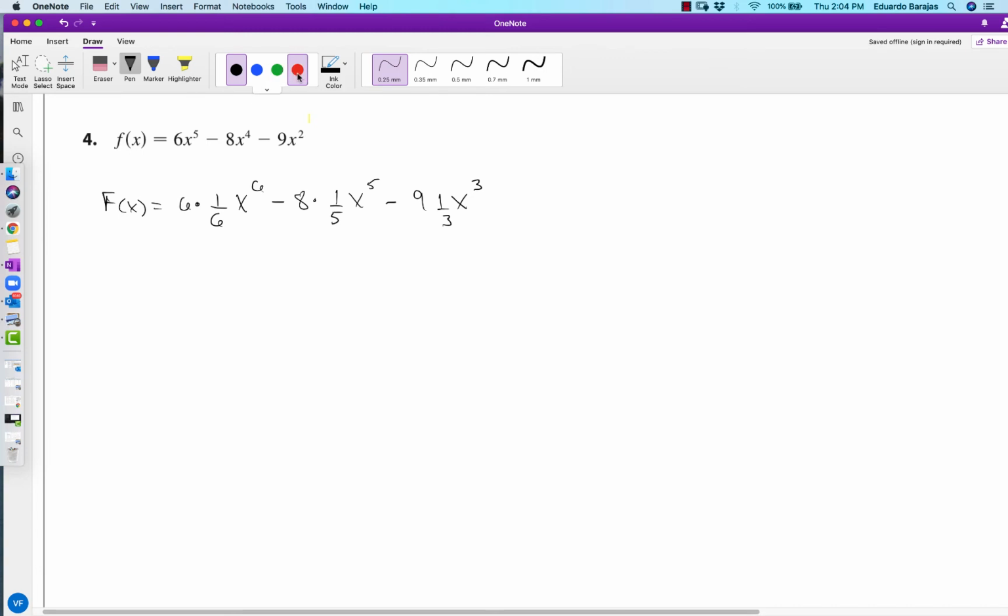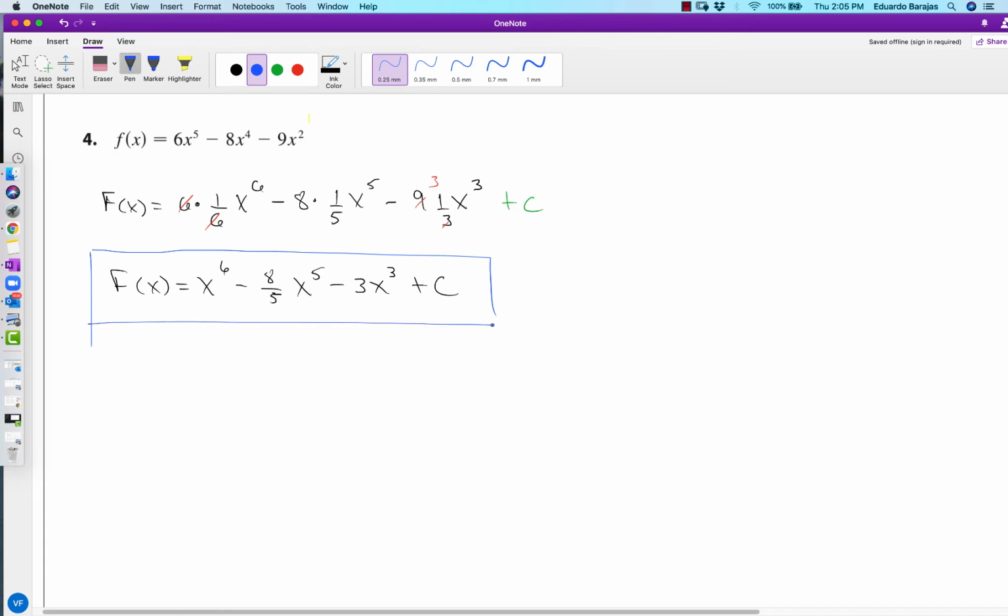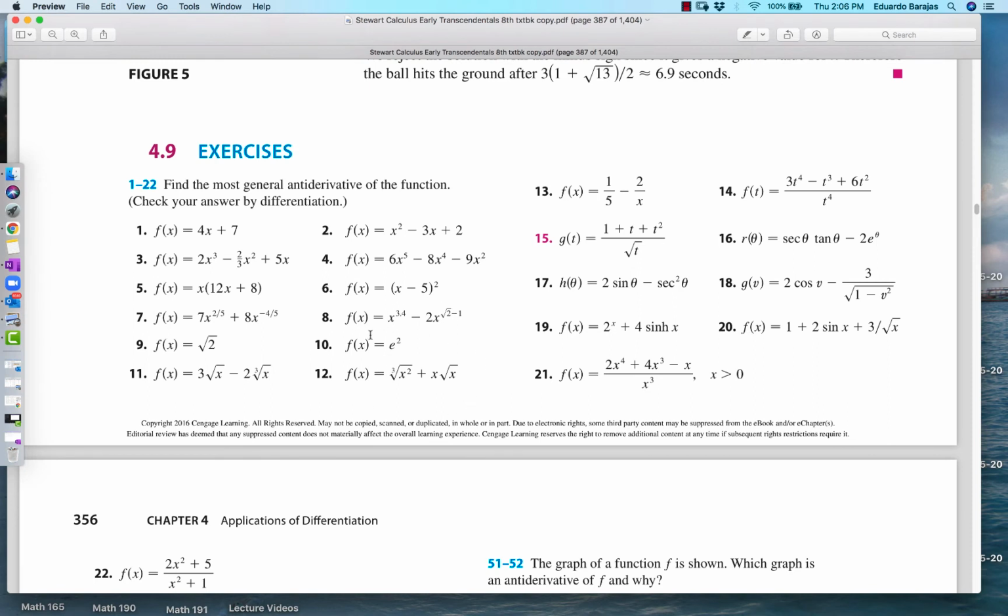Okay, so the last step here is going to be to reduce it as much as possible. This goes in there 3 times. And don't forget to add your plus c to make it the most general form. So my final answer is going to be x to the power of 6 minus 8/5 x to the power of 5 minus 3x to the power of 3 plus c. Okay, let's try another one. Let's try something like number 12.